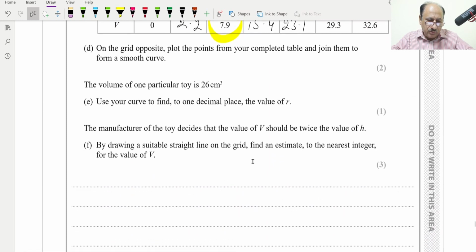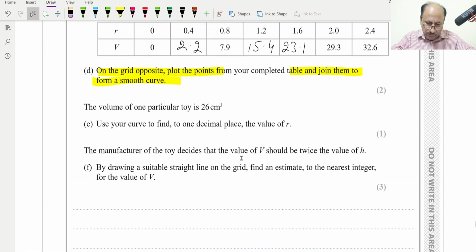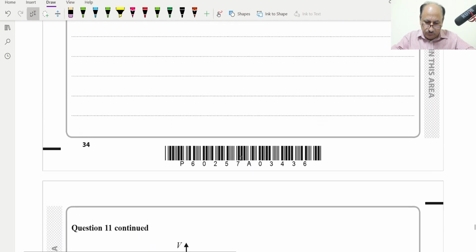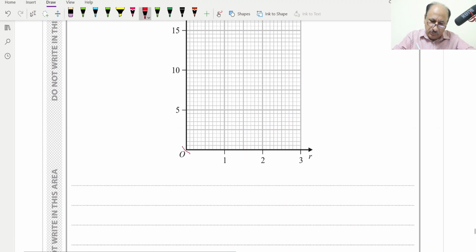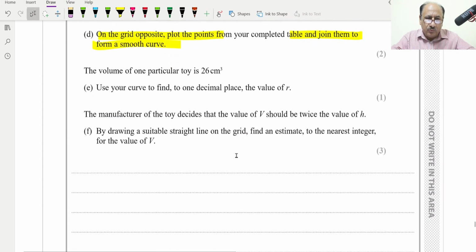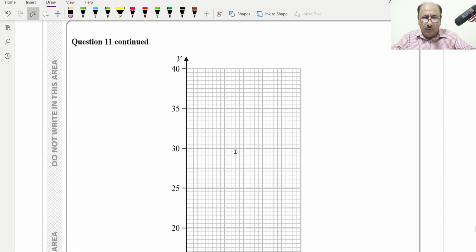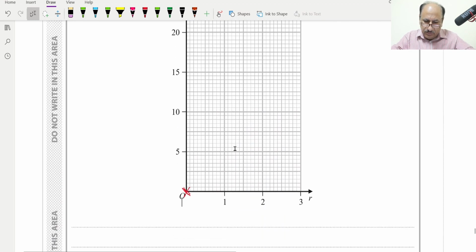After writing these values, we can go through part d. On the grid opposite, plot the points from your completed table and join them to form a smooth curve, which is 2 marks. So we'll have to draw the smooth curve on this. The first point is 0, 0, which will be at the origin, and the next point is 0.4 and 2.2, which will be over here.